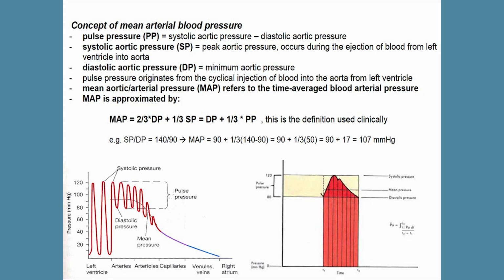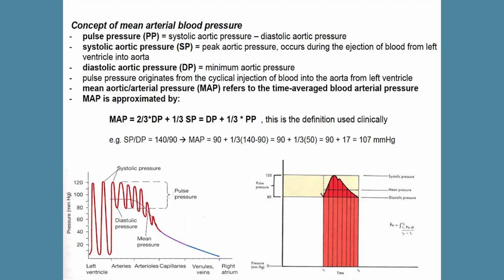Before we move from this slide, I want to address a couple other points. First, I want to talk about something called the pulse pressure. The pulse pressure is the difference between the systolic pressure and the diastolic pressure, and this is measured in the arteries. The other definition I want to give you is for the mean arterial pressure. The mean arterial pressure refers to the time-averaged blood pressure in the arteries.